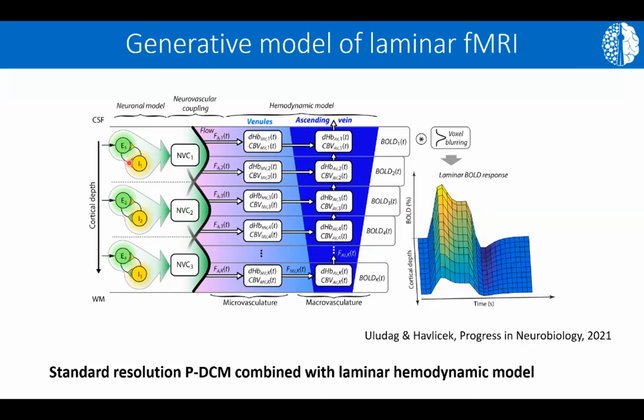So at the end, what you see is the standard model from here to here, and then we have the laminar model from here. So it's a combination of the standard low resolution model with the ascending vein model, laminar model, and then at the end the voxel blurring.